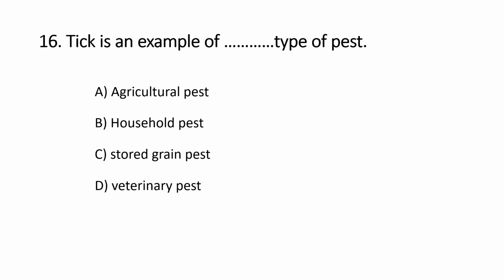So a tick is a blood sucker, and it causes various diseases and various problems in veterinary and domestic animals. So the tick is an example of a veterinary type of pest.